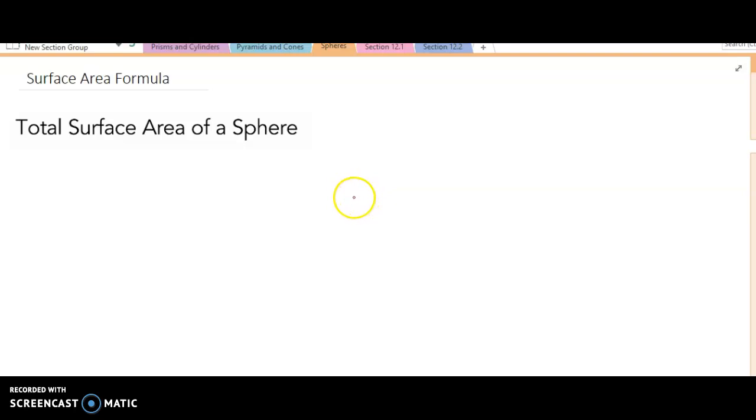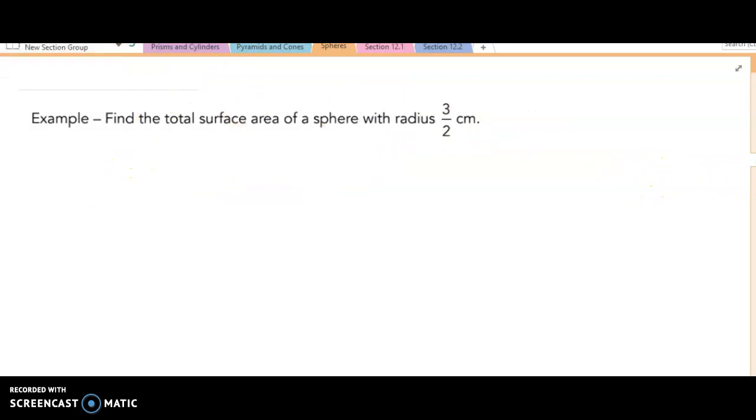All right, let's look at the surface area of spheres now. And surface area of spheres is even easier because the surface area is just always 4 pi r squared. And once again, my r is my radius. Okay, let's do an example. Here I want to find the total surface area of a sphere. So I should immediately go to surface area equals 4 pi r squared, and it tells me my radius is 3/2.